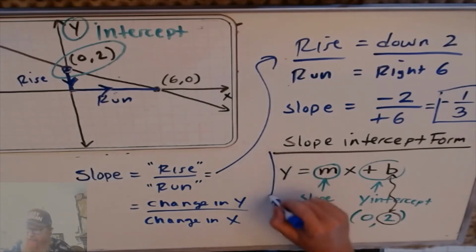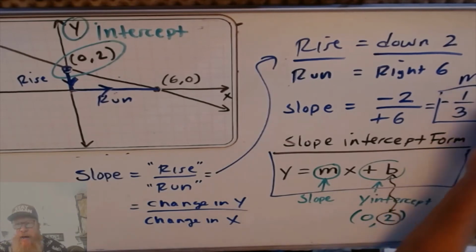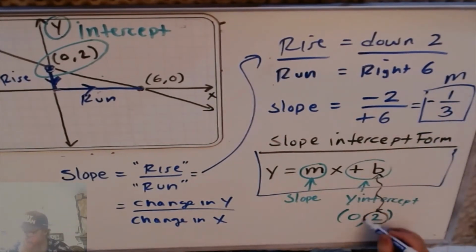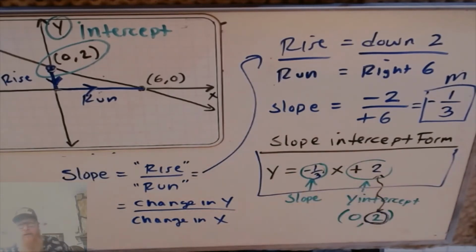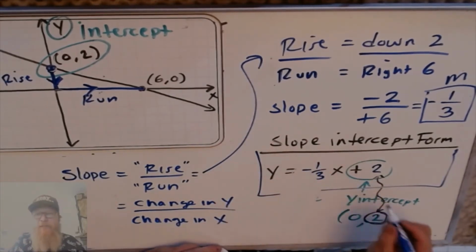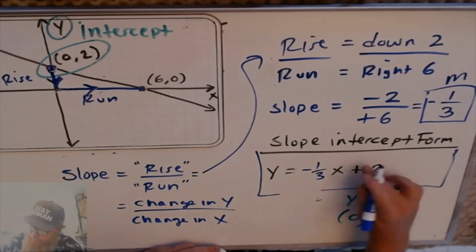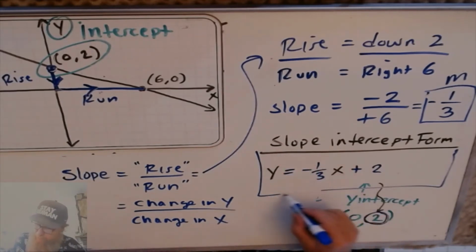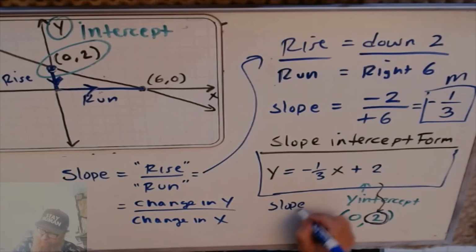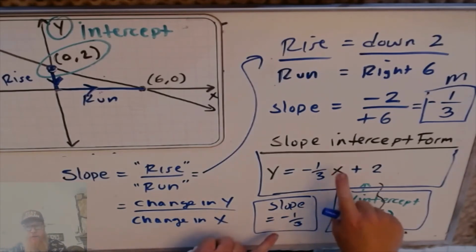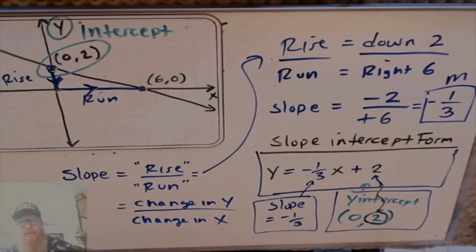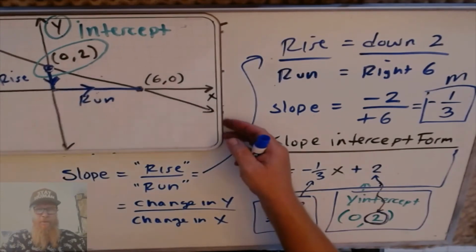Okay, and so that gives us our slope-intercept form. This is your M. Your M is -1/3. This is your B, which is 2. And so the answer for slope-intercept form is y = -1/3 x + 2. So you have your slope is -1/3, and your y-intercept is (0, 2). All right, that's it for example 5.